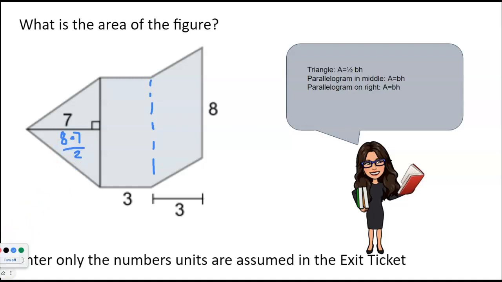Then we have the middle parallelogram. So base times height again. So we're going to say 8 times 3. Now we don't divide it in half because it's not a triangle. And then our third parallelogram, which looks like is also 8 times 3. Oops, I almost put 5. Add each of those up and you have the total area of this figure.